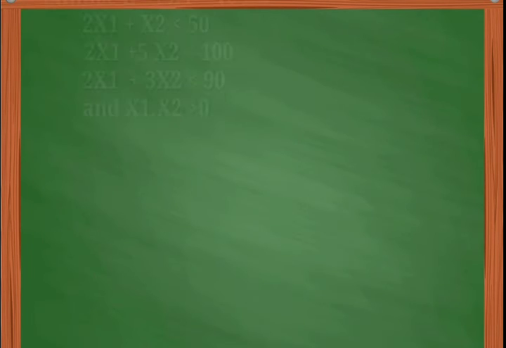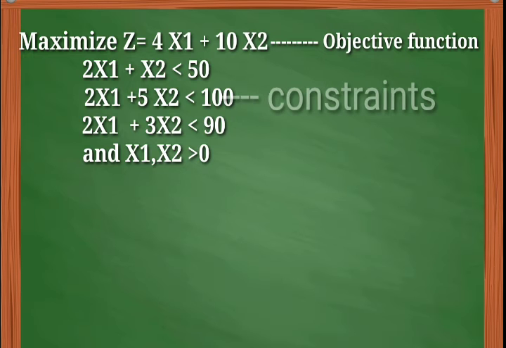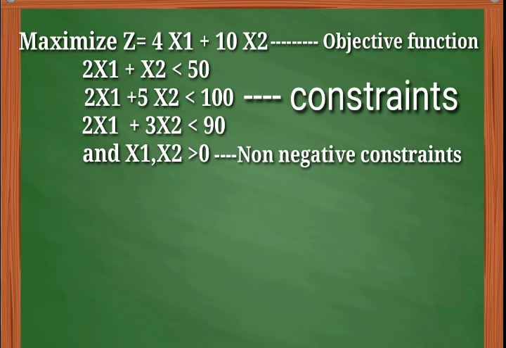In this sum, they give: maximize Z equal to 4x1 plus 10x2. It is called the objective function. Next, 2x1 plus x2 less than or equal to 50, 2x1 plus 5x2 less than or equal to 100, 2x1 plus 3x2 less than or equal to 90. These are the constraints. And x1, x2 greater than or equal to 0, which is called the non-negative constraints.